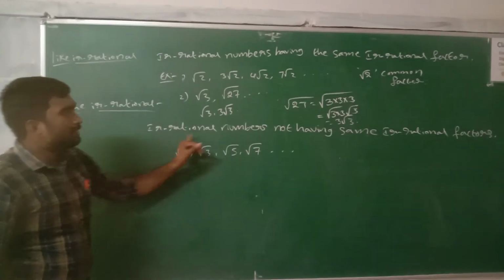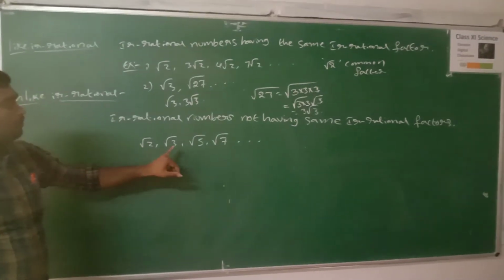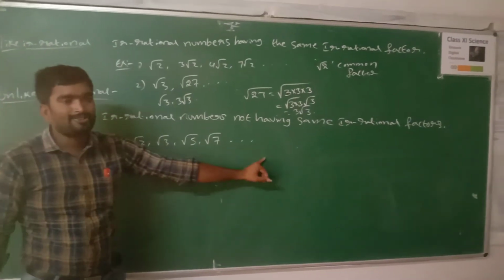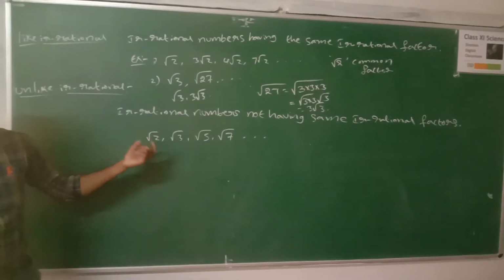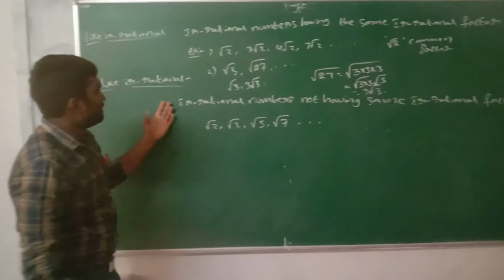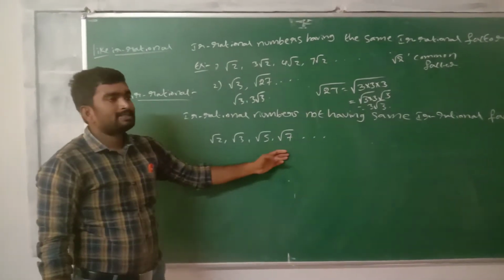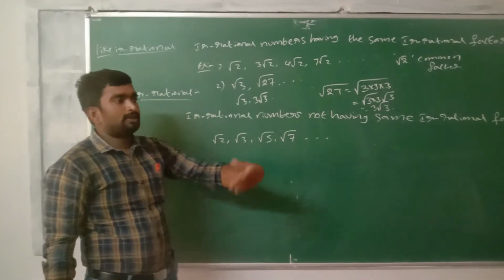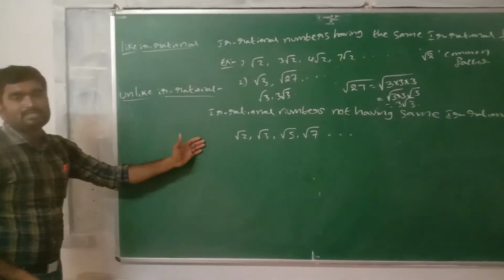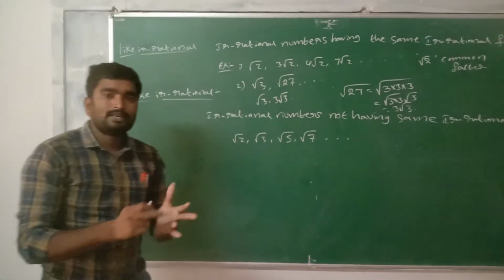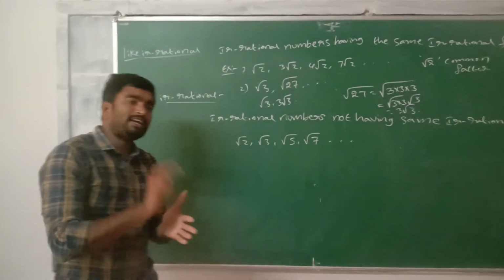The unlike irrational numbers, examples are root 2, root 3, root 5, root 7, and so on. In this there is no common factor. So these are the unlike irrational numbers. Next we are discussing the operations of irrational numbers: additions, subtractions, multiplications, and divisions.